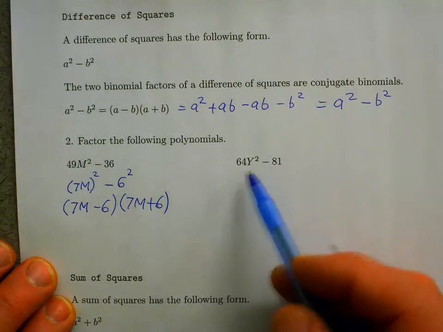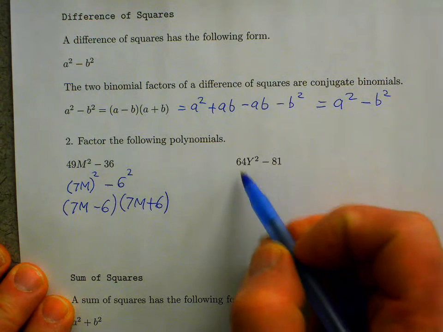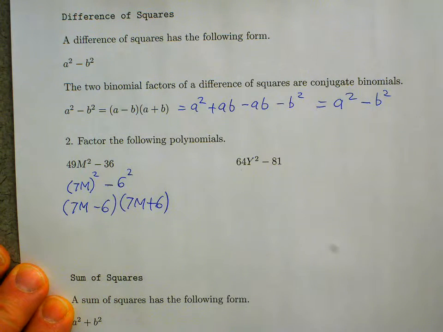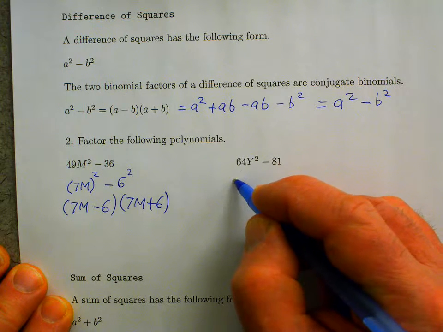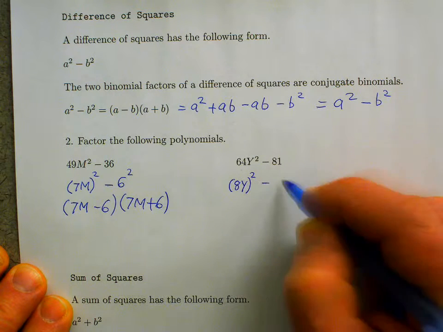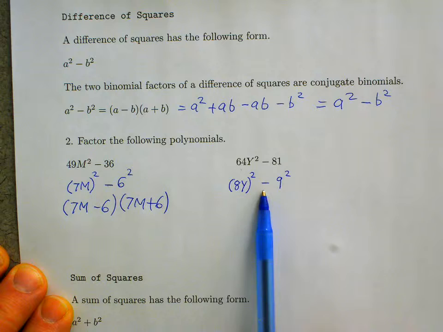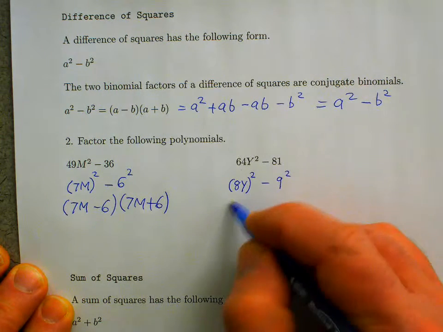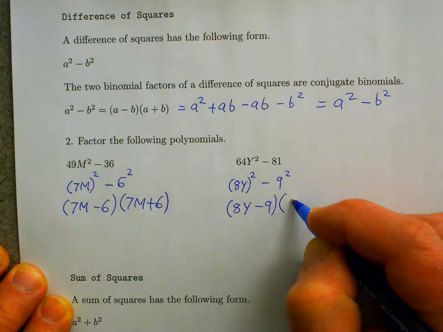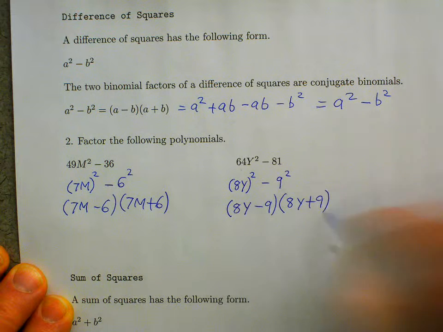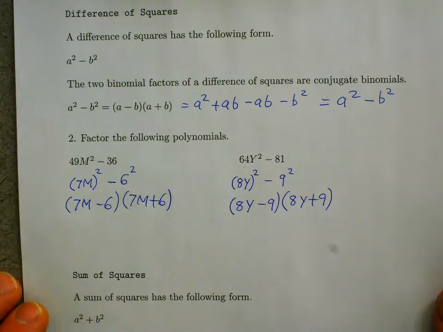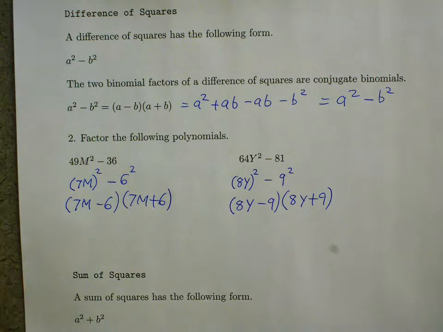Okay, 64y to the second minus 81. 64 is a perfect square. 8 to the second is 64. 81 is a perfect square. 9 to the second. So we can rewrite this as the term 8y in parentheses squared minus 9 squared, which makes it more obviously a difference of squares. So the two factors are conjugate binomials. 8y minus 9 is one factor. 8y plus 9 is the other factor. So that's all there is to it.